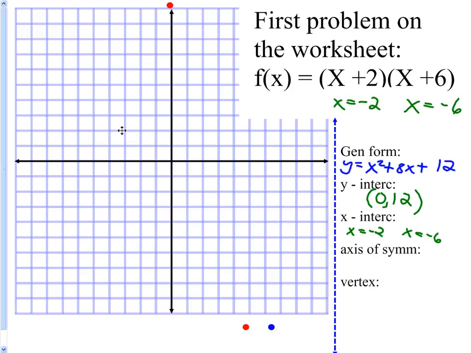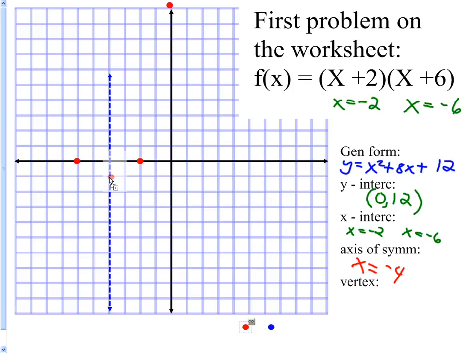All right, next is axis of symmetry. The axis of symmetry goes right between the -2 and the -6. I'm going to put a -2 on here. I'm going to put a -6 on here. And now the axis of symmetry runs right down the middle of them, which is right there. What's the equation for it? It always starts with an x equals. Don't forget that, because it's an up-down line. That's an x equals, and what is it in this case? -4. Good.